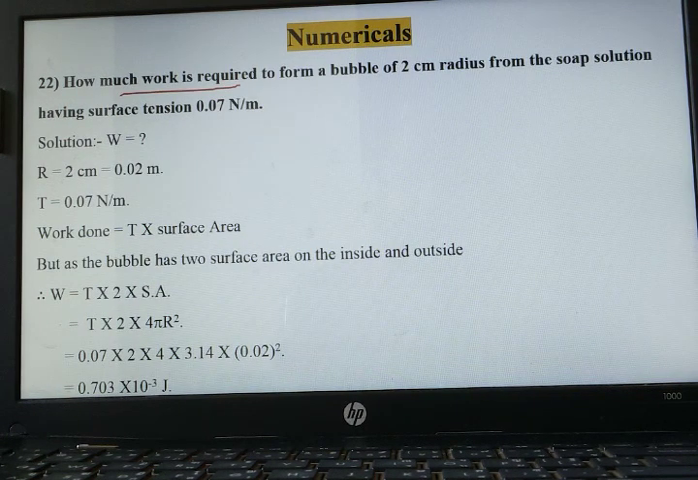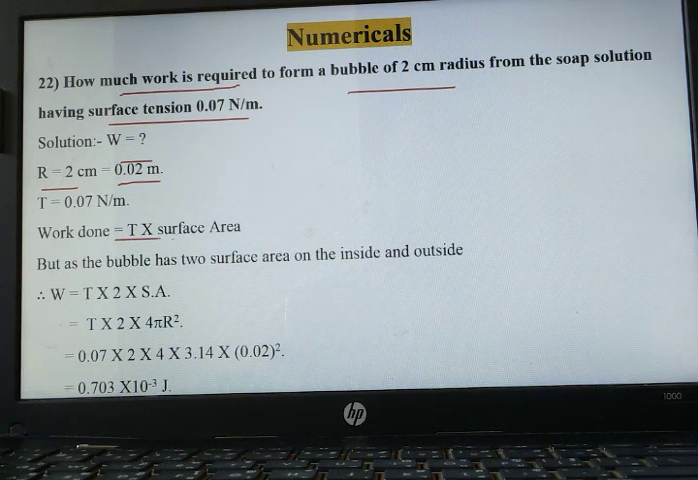Work done. How much work is required to form a bubble of 2 centimeter radius from a soap solution having surface tension of 0.07 Newton per meter? We have to find the work done. Radius is 2 centimeter, so it can be written as 0.02 meter. Tension is 0.07 Newton per meter.